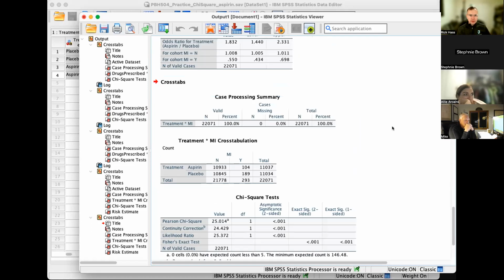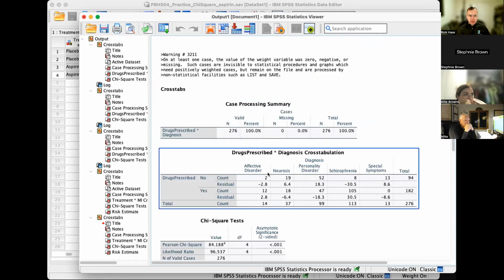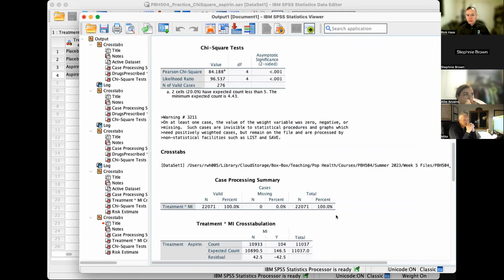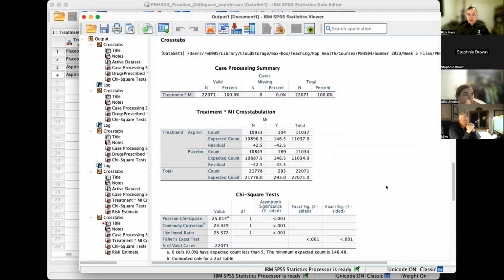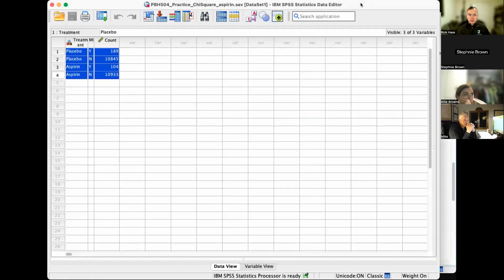So I believe SPSS does it alphabetically. Yeah. So SPSS automatically codes or orders everything alphabetically. So if you want to hijack that, if I wanted to force the yes to be in the first column and the no to be in the second column, probably the best thing to do would be to create a new variable with 1 standing in for yes and 2 standing in for no.